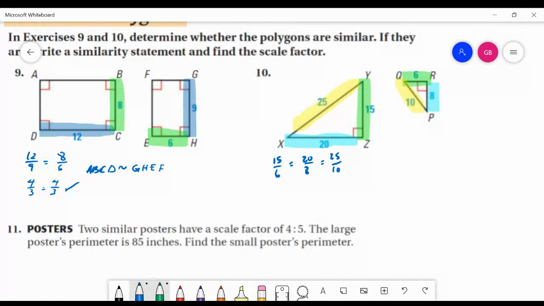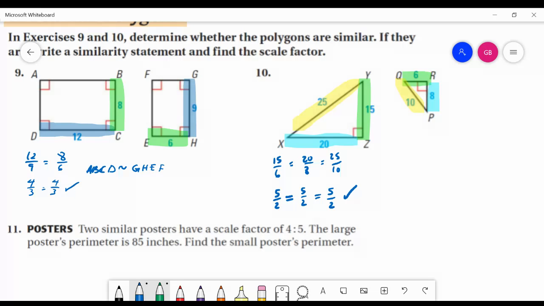Now let's start simplifying. 15 over 6, divided by 3 on both sides, gives 5 over 2. 20 over 8, divide everything by 4 to get 5 over 2. And then for 25 over 10, divide everything by 5 to get 5 over 2. So yes, the sides are proportional, so the triangles are similar.